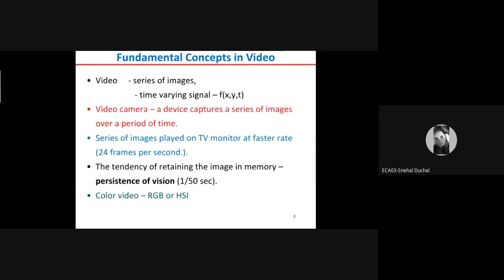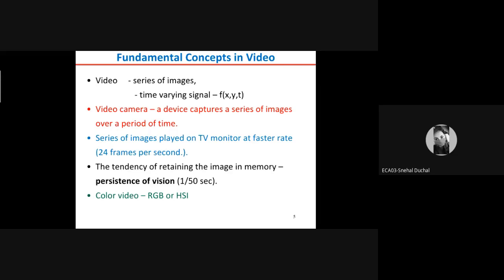If we consider the video, it is also a representation of an image. If we have to represent a color video, then we can represent it using the RGB model. R, G, and B are the three primary colors, and by using this model we can represent the color video.